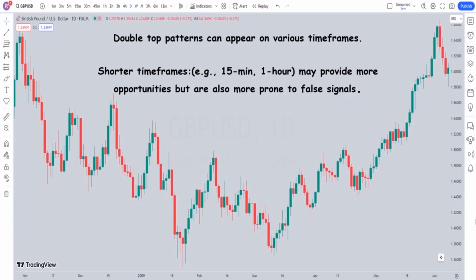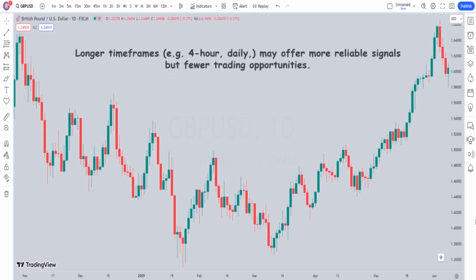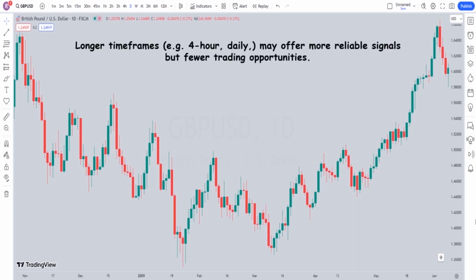Double bottom patterns can appear on various time frames. Shorter time frames, 15 minutes, 1 hour, may provide more opportunities but are also more prone to false signals. Longer time frames, e.g. 4-hour, daily, may offer more reliable signals but fewer trading opportunities.